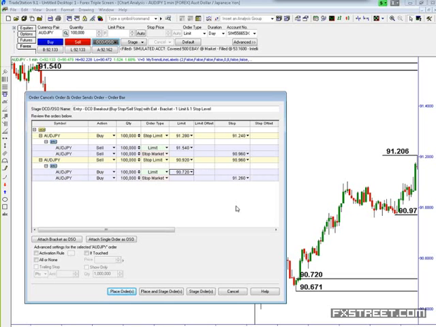So when I put in that order, what you would see is I would have my entry for the long, stop for the long, target for the long. Entry for the short, stop for the short, target for the short. Would I call this scalping? Probably. We're not looking for a huge move.